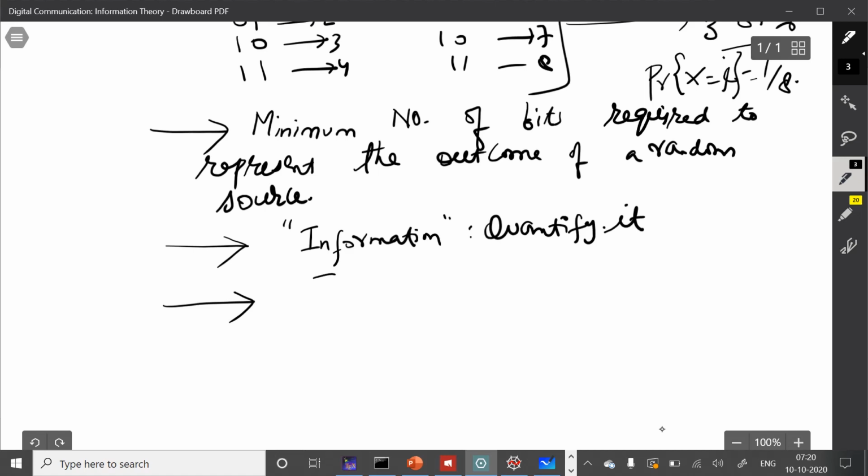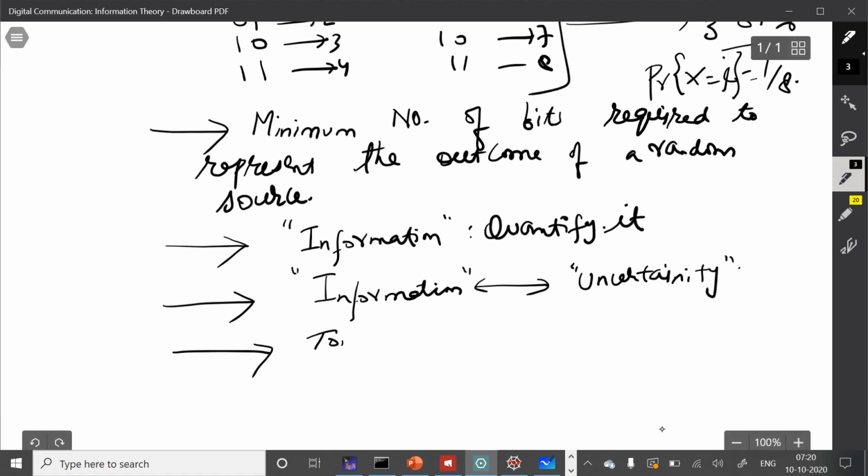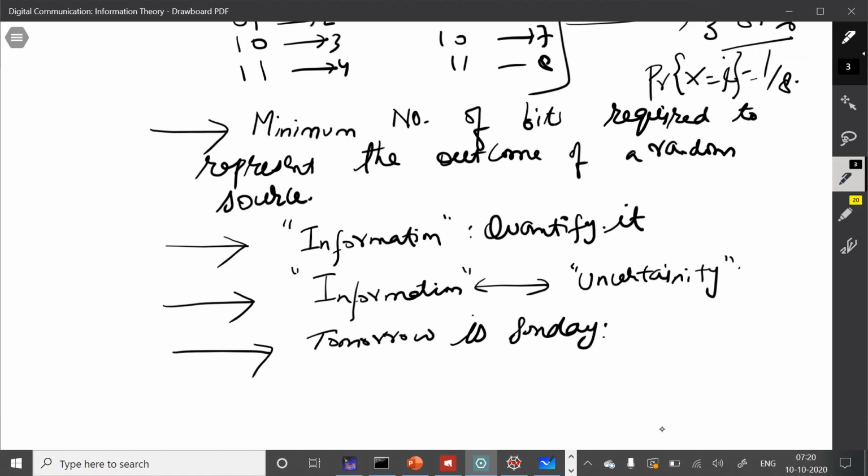See, when we say information, it is related to uncertainty, right? If I tell you that tomorrow is Sunday, do you feel anything new? Do you feel with your perception that you got any information? You say no. Why? Because it's a certain event.